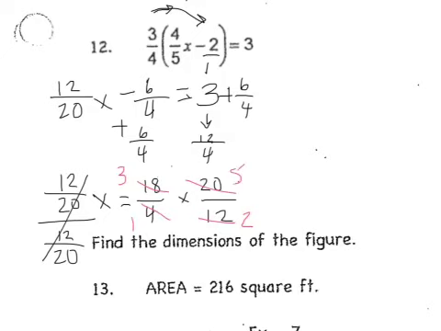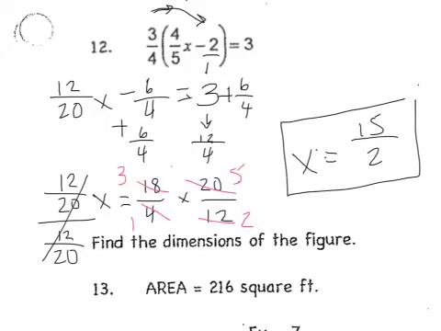So now when you multiply across, it's much simpler. You have 3 times 5 for 15, then 1 times 2 for 2 on the bottom. So you've got your x value at 15 over 2.